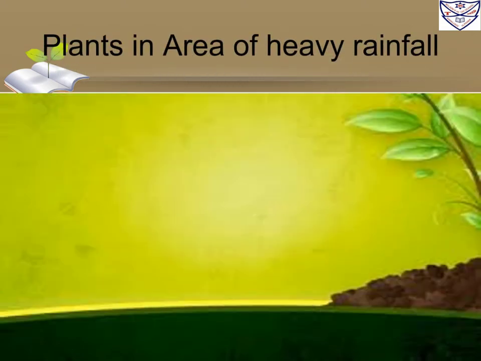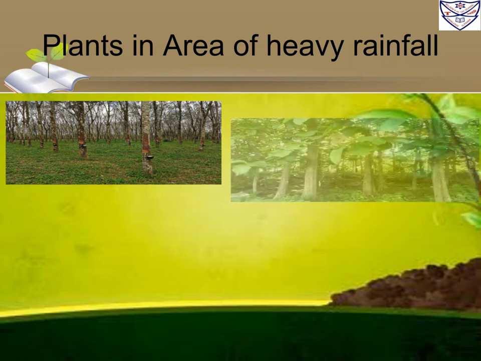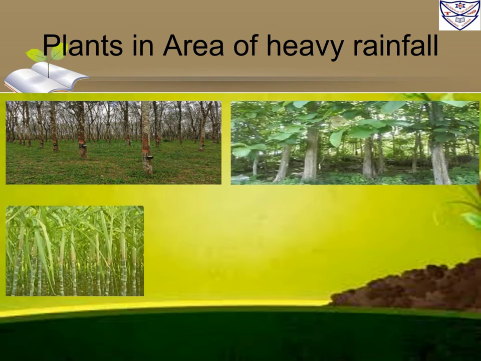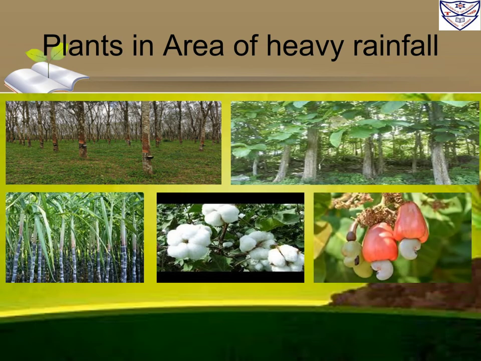Plants in area of heavy rainfall. The leaves of the plants remain green almost all year around and are called evergreen trees. Example, rubber tree and teak tree. Smaller plants like sugarcane, cotton, cashew nuts, pepper and rice also grow here.